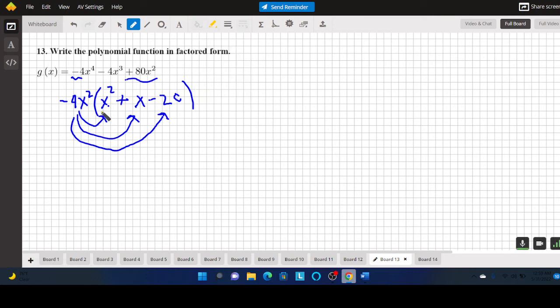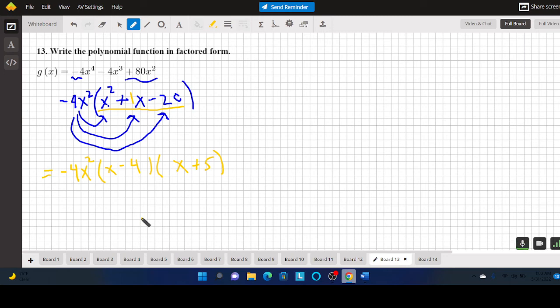Okay, let's see if this trinomial can be factored into two binomials. What multiplies to negative 20 and adds to positive 1? That's going to be a negative 4 and a positive 5. X minus 4, x plus 5. You can use box method, FOIL, or distributive property to check that. And we need to keep our negative 4x squared as one of the factors.